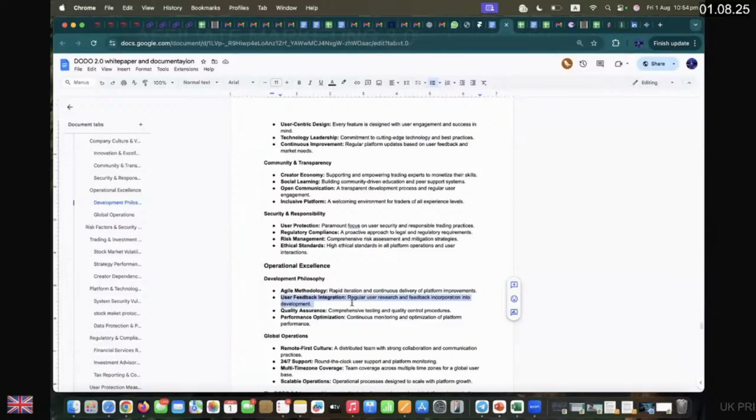In Dodo first version, you guys have been asking for the feature where you can withdraw your profits. With Dodo 2.0, you have the functionality. You can just withdraw your profits.